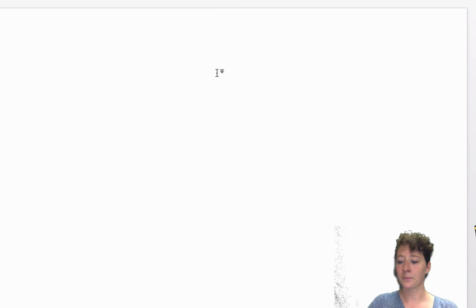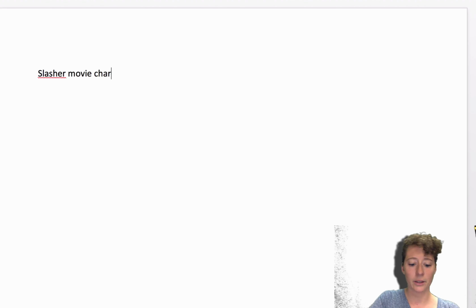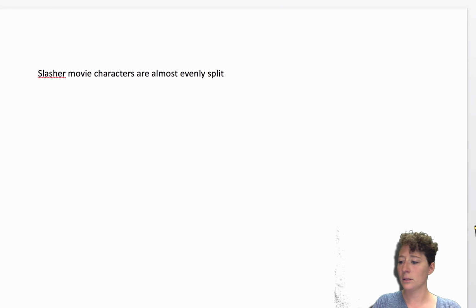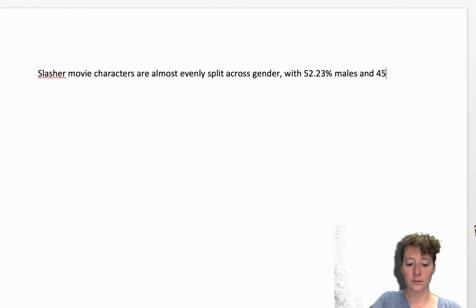So we start with a blank one. So, slasher movie characters are almost evenly split across gender. You do want to report the actual numbers for reference, but you don't need to graph them. Just some males and 45% female.